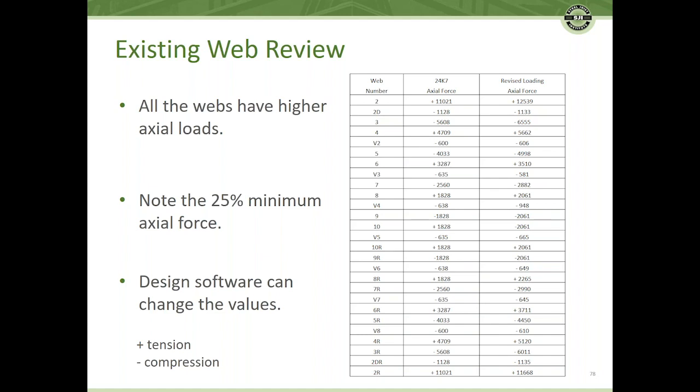And so you can see down there, let's see, web number 8 and 9 and 10, 10R and so forth. That force in the original 24K7 was 1828, and obviously that's not the actual force in the web, but that's 25% of the end reaction. So there's a little bit of extra capacity there.